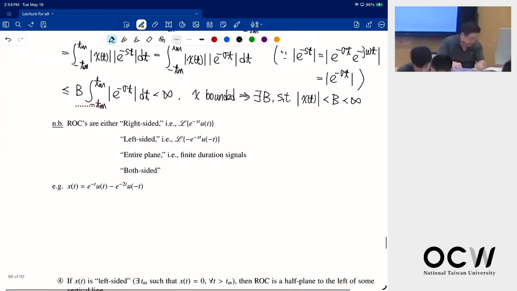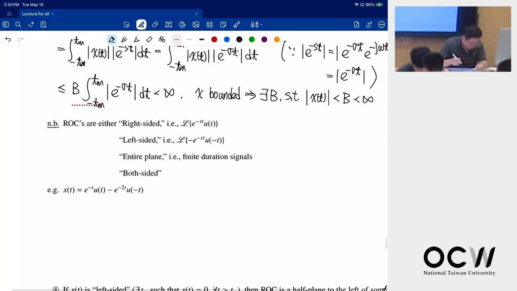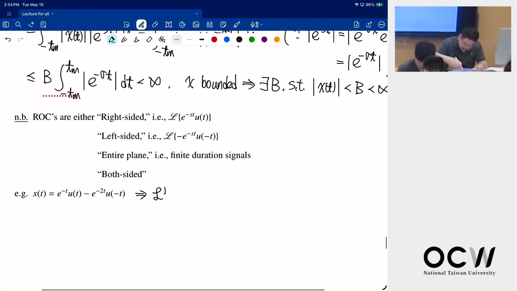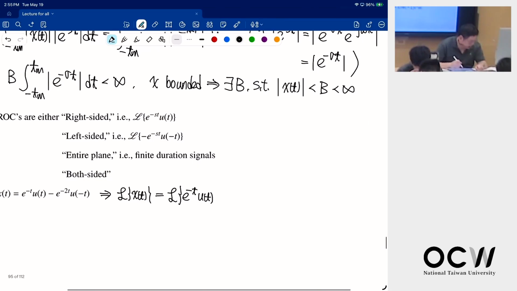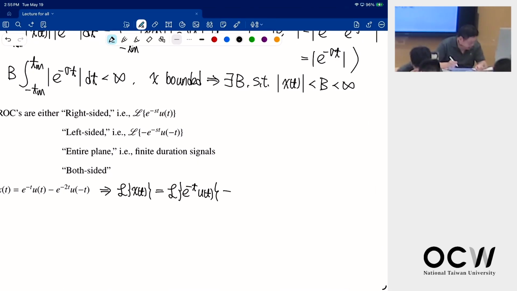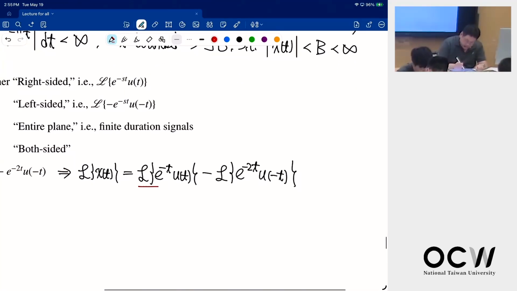For example, let's write here. If I take the Laplace transform, first, of e to the minus t u(t), minus the Laplace transform of e to the minus 2t u(t), the unit step. Okay, first, what is the region of convergence?